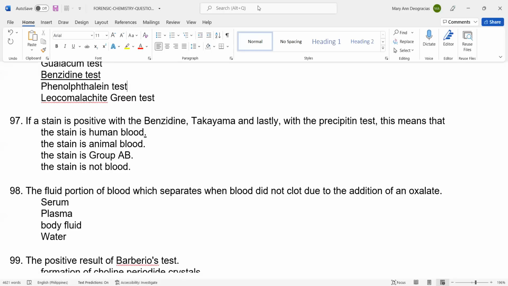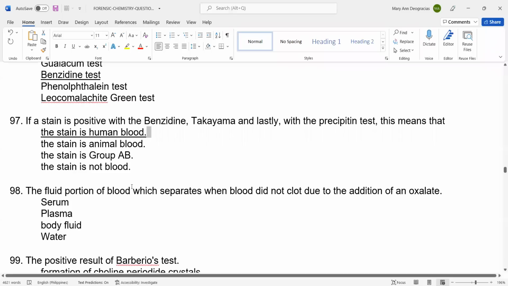Okay, so let us see your answers. Letter A, tama. So it is human blood kasi nag-positive siya sa benzidine, Takayama. So kung hanggang Takayama lang, it is blood. Okay? So it will not tell us whether it's human. Pero pag nag-positive na, pati doon sa precipitin, so that's already human blood.